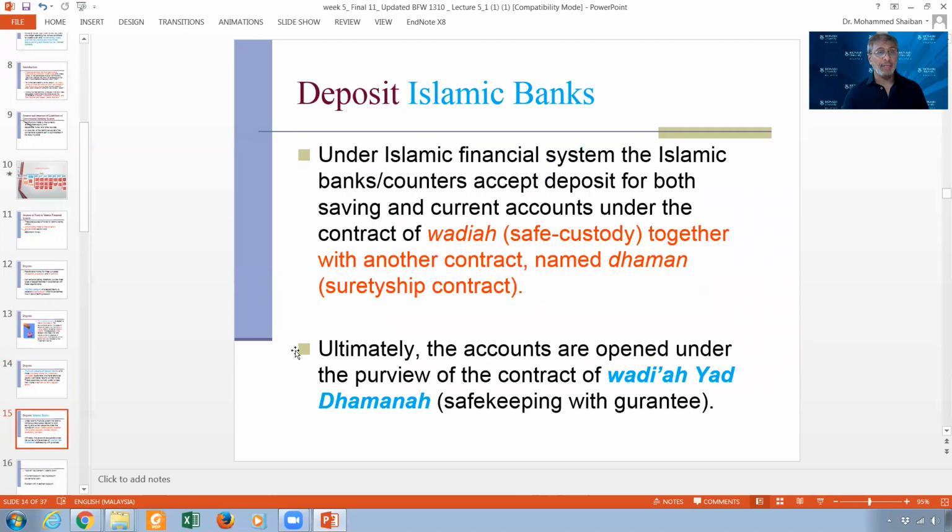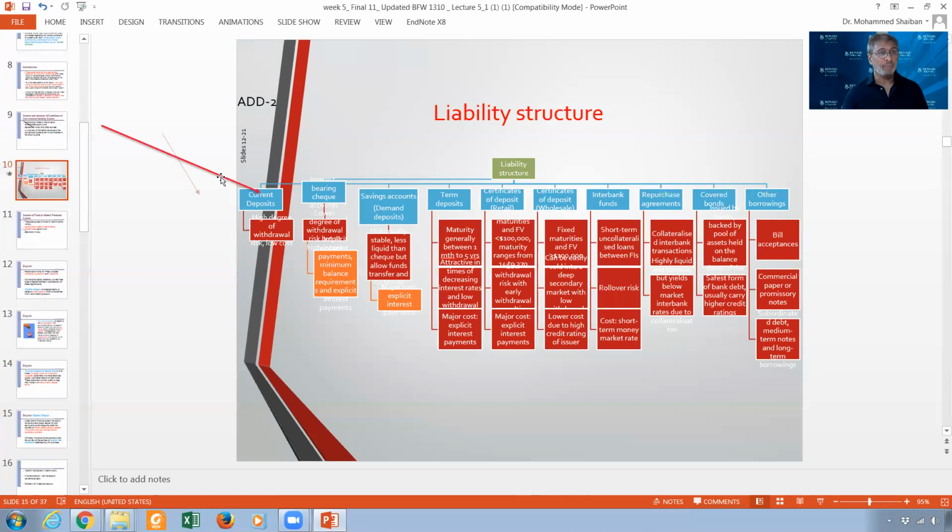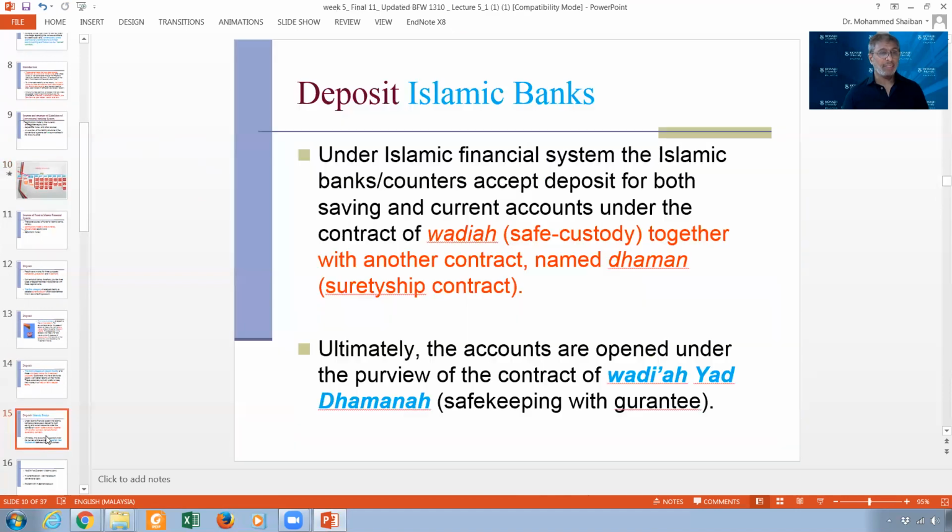Now in Islamic finance, they have transferred the current account, this one, and this one, and this one to one account. And this account is called wadi'ah. So wadi'ah is safe custody.